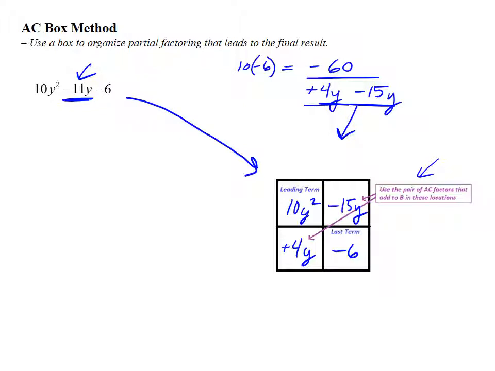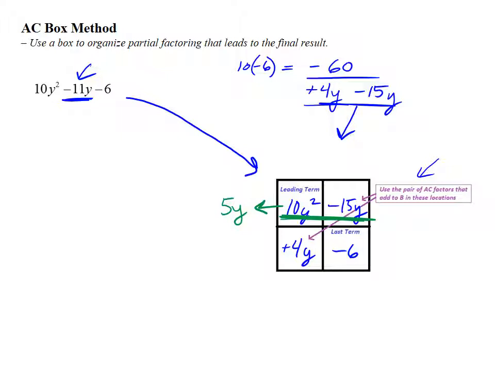So these go into these locations. Now, what you do with the box is it's basically a way to organize factoring by grouping, because what we're going to do is take these first two terms that are in the upper part of the box, and factor out whatever is common. So we're only looking at these two that I've underlined in green. 10y squared minus 15y. They have a 5 in common and a y in common.